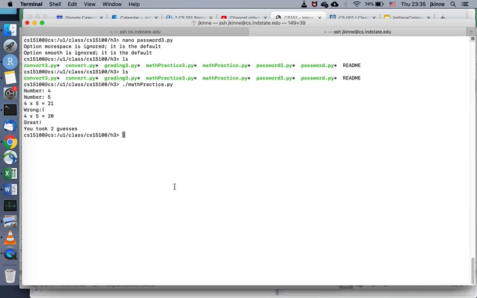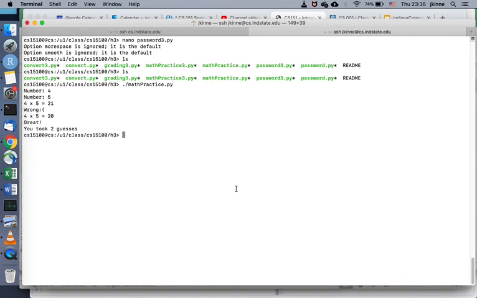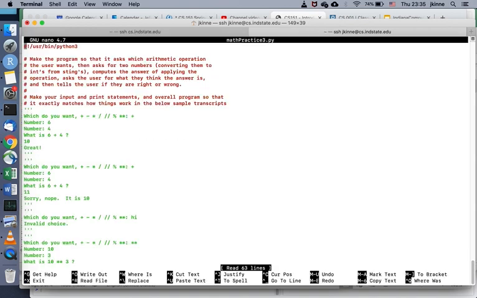Let's take a look at, so you can look at that code. You can pause right now and look more at that code if you want, or do it on your computer. Let's take a look at what the Math Practice 3 is asking for.